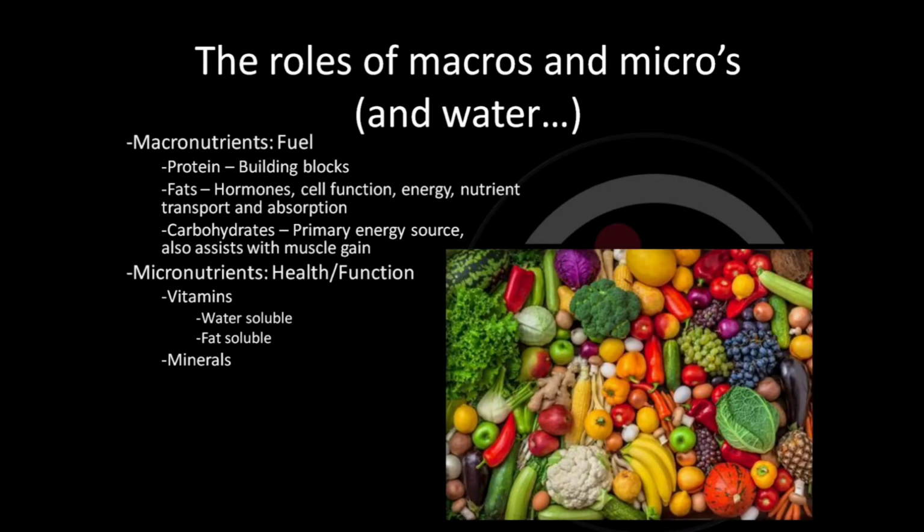So then we got micronutrients. Micronutrients are essentially the nutrients that are there for health and function. So vitamins and minerals are the 2 things we break up into micronutrients. So we have water-soluble vitamins and fat-soluble vitamins. There are only some vitamins that will dissolve in and bond with fat molecules to cross cell membranes and perform other duties. So you need a certain amount of fat in order for them to do their job.